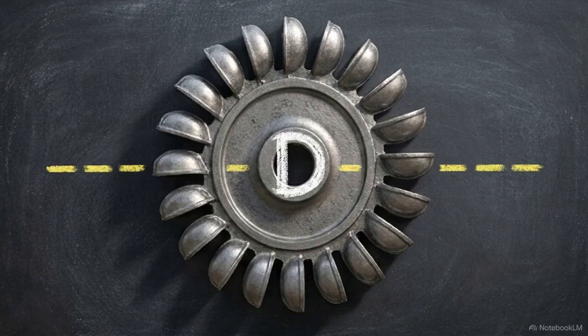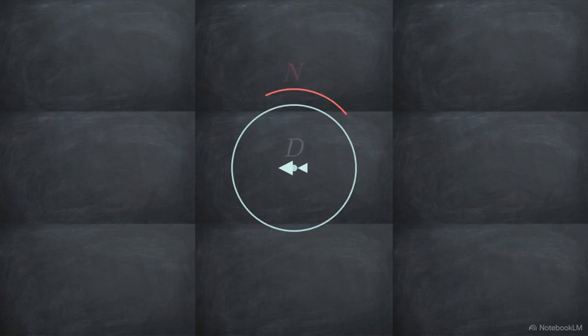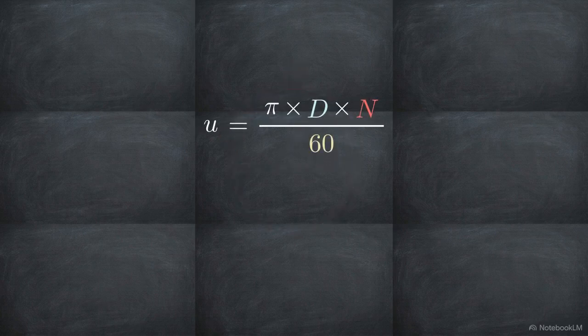Let's add a layer of complexity. Suppose you're handed a problem with a mean bucket diameter and a rotational speed in RPM, but no speed ratio Ku. Active recall. How do you calculate the linear bucket velocity, u, using only diameter and RPM? Pause the video and try to map it out. The geometrical link is straightforward. Velocity u equals pi times diameter times rotational speed, divided by 60.